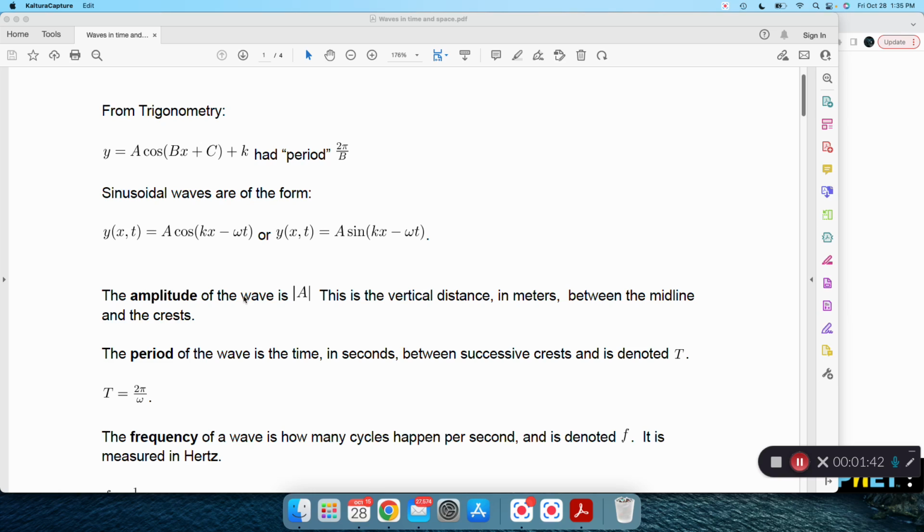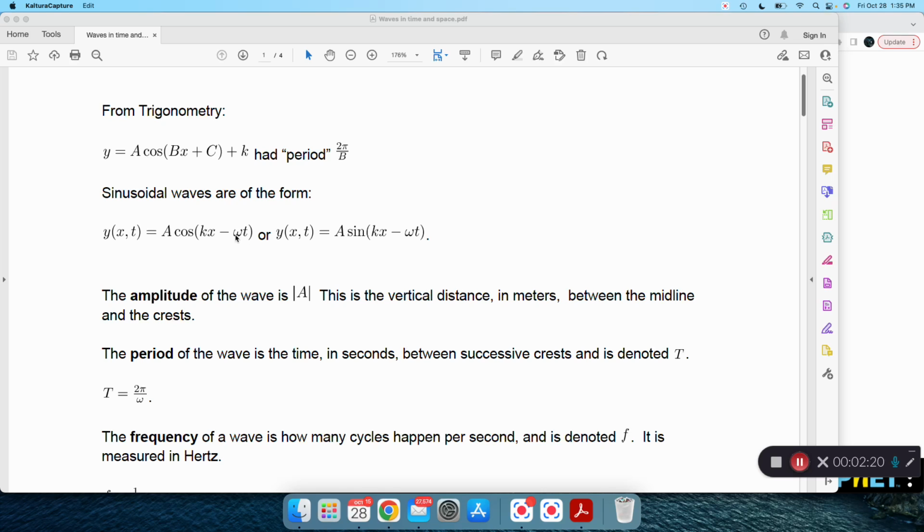As you may have guessed, the number in front, A, the absolute value of A, represents the amplitude of the wave. That's how high and low it goes above the midline. But now I've got 2 variables in here, so I'm going to have 2 versions of what we've called period. There's going to be regular old period, how long it takes in time between 2 different crests. And that's going to be related to the number in front of t, which is time.